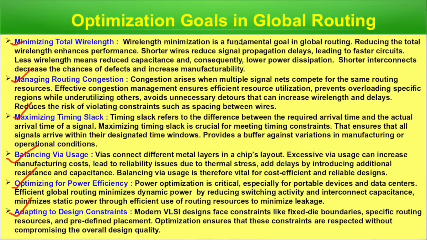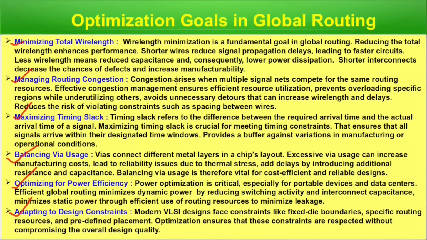Wire length minimization is a fundamental goal in global routing or any design, because reducing the total wire length enhances performance. Heat is less, the signal will travel less path, so delay will be less. Shorter wires reduce signal propagation delay, leading to faster circuits. Less wire length means reduced capacitance and consequently lower power dissipation. Shorter interconnects decrease the chances of defects and increase manufacturability.